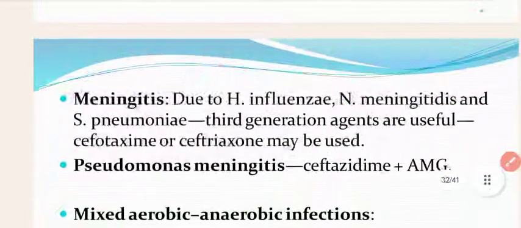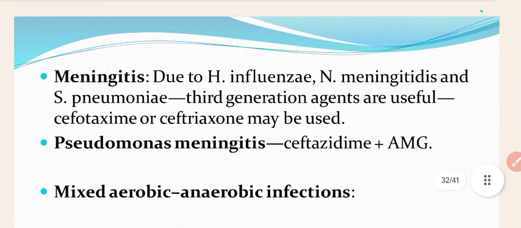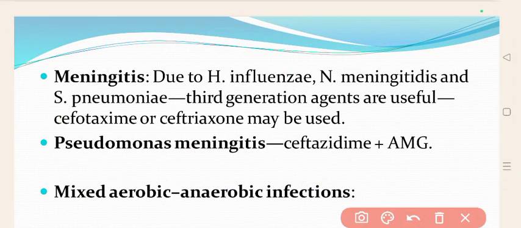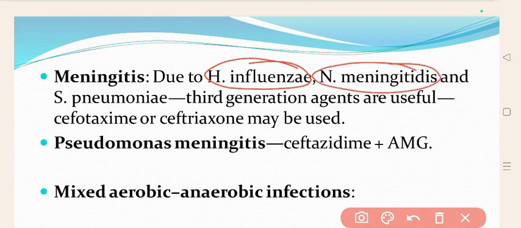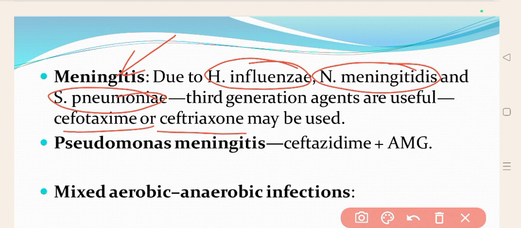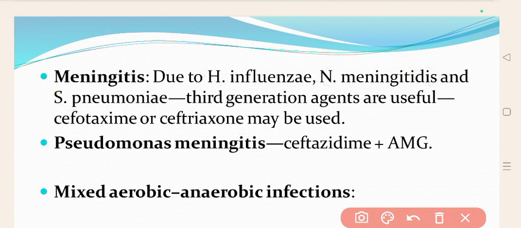Then meningitis. Meningitis due to H. influenzae, Neisseria meningitidis, and Streptococcus pneumoniae is treated with ceftriaxone or cefotaxime, third generation, because they can cross the blood-brain barrier.